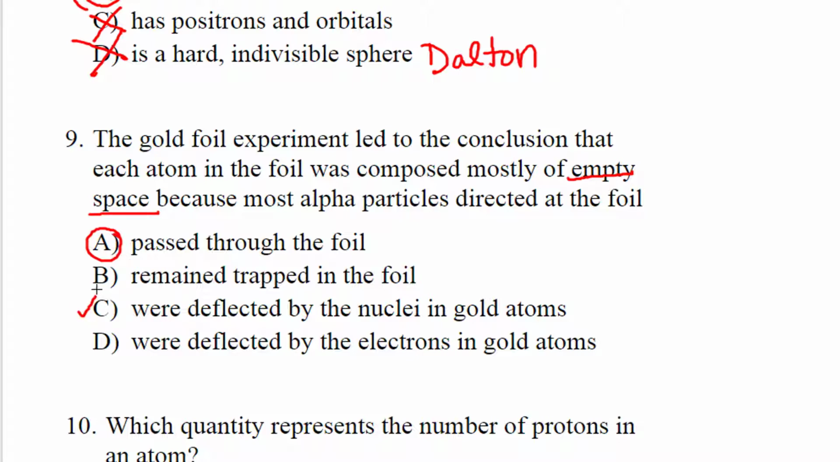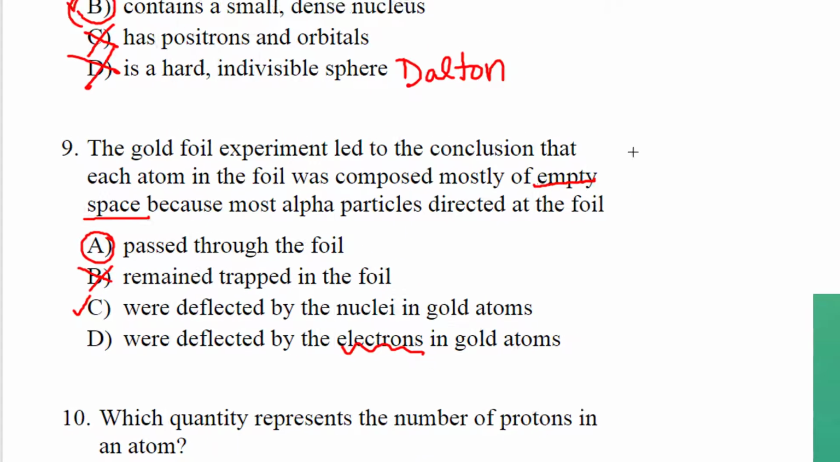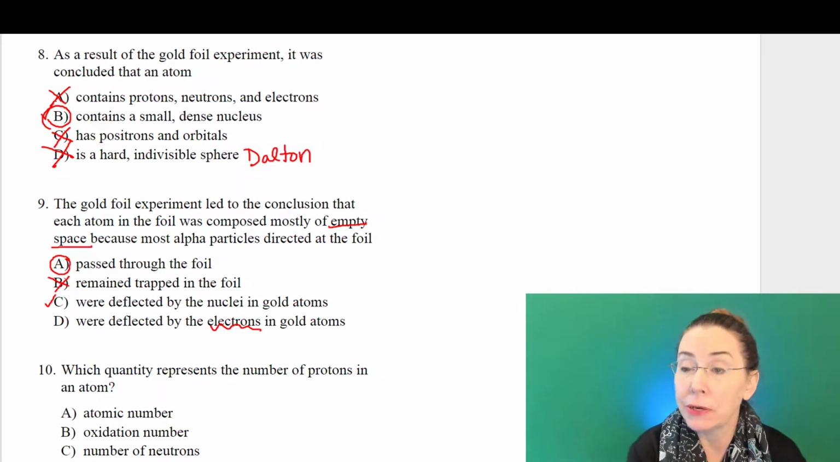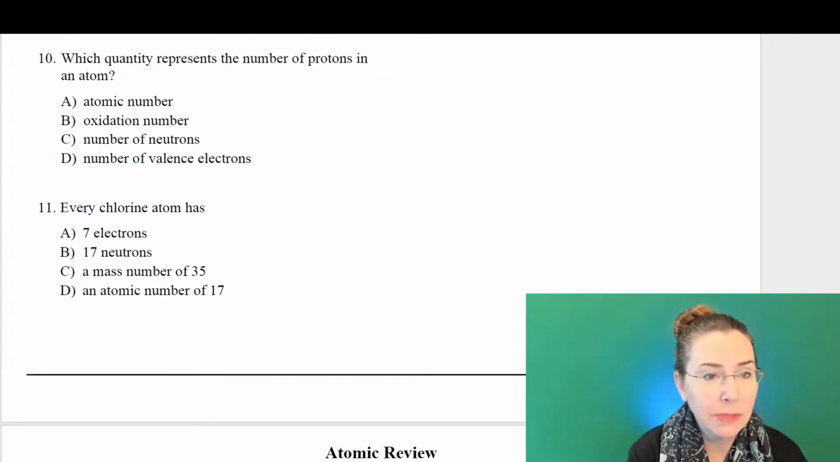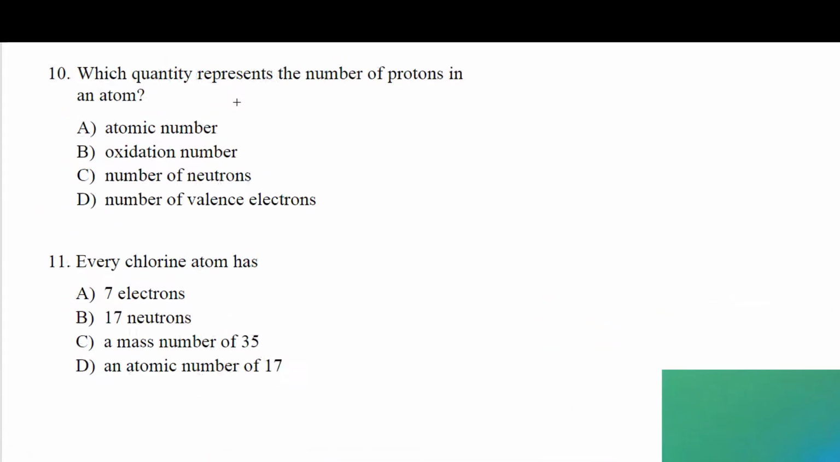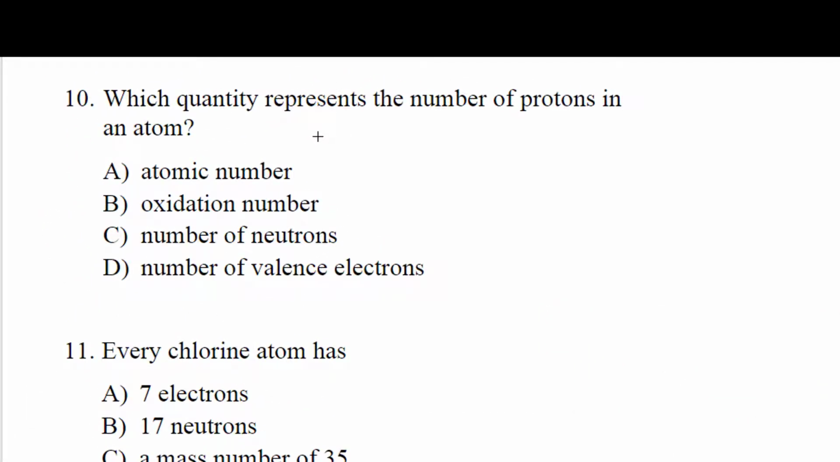While C is true, it is not the answer to this question. And we didn't have any remain trapped in the foil, and nothing is ever going to be deflected by an electron. They are too darn small. Let's go down to question 10. Which quantity represents the number of protons in an atom?